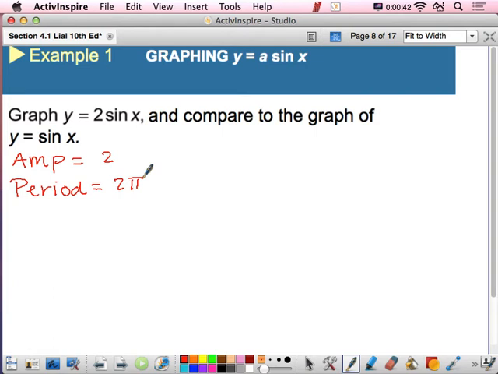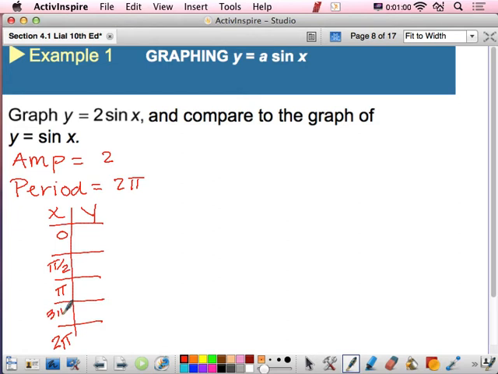Then you build the graph, x, y. So we're going to build our table. Starting at 0, we're going to skip 3 slots, and we're going to end at our period of 2 pi. Go in by halves. And then we're going to evaluate.